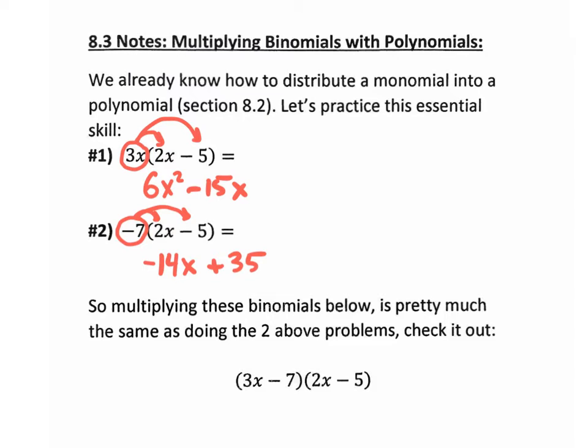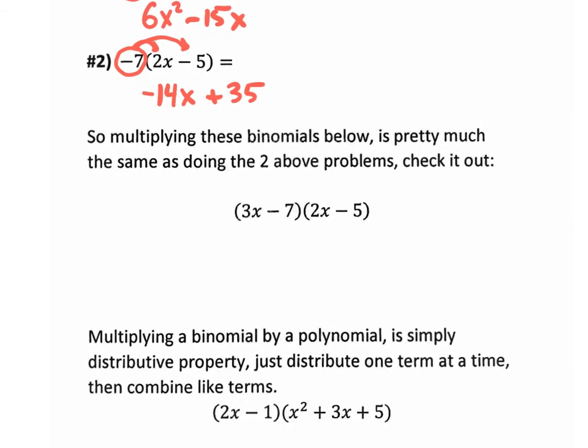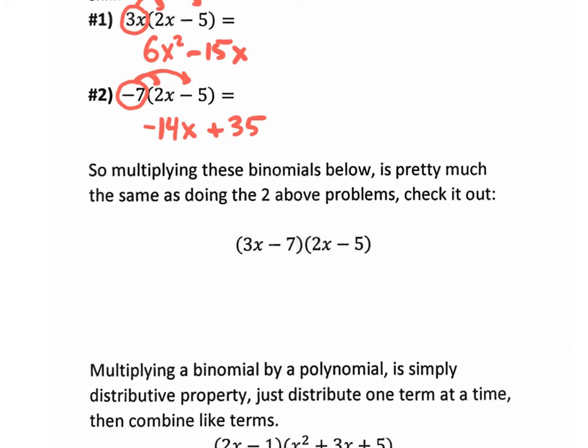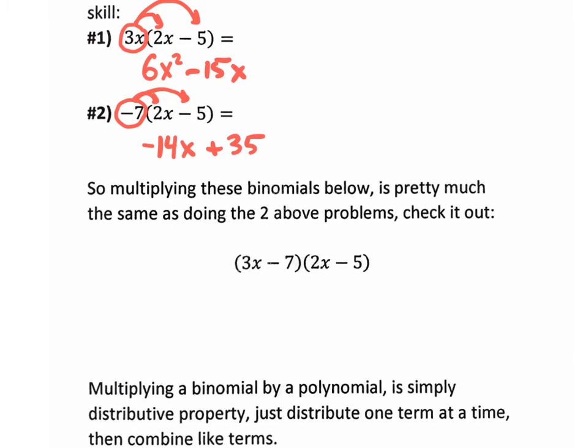I could say that the next section is exactly as easy as that. 8.3, check it out. So multiplying these binomials below is pretty much the same thing as doing the 2 problems above. The only difference between distributing a 3x into a binomial and distributing a binomial into a binomial is that you have 2 terms to distribute instead of 1 term. We are used to just having 3x and then distributing that single 3x into both terms and that's it.